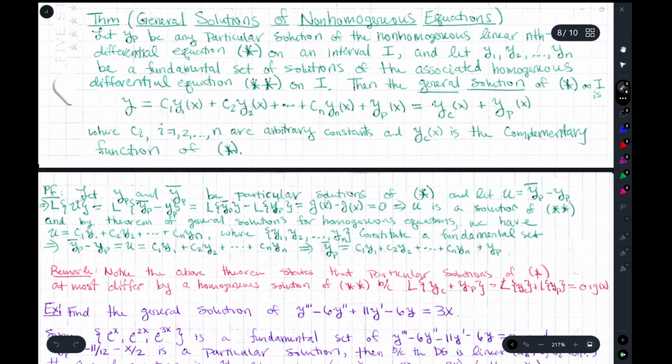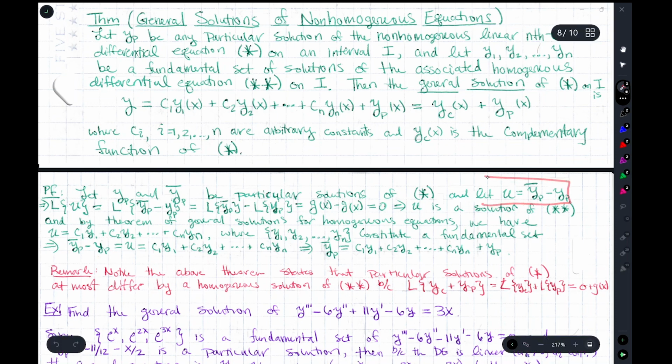So, proof. Let yp and yp bar be particular solutions of the non-homogeneous equation. Again, these are just functions that solve the differential equation that we started with, the one with g of x. They solve that, and they're free of arbitrary constants.